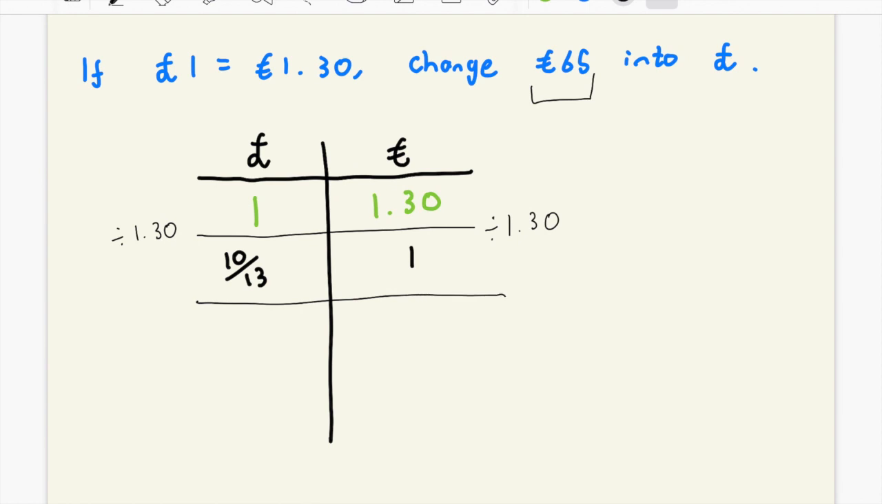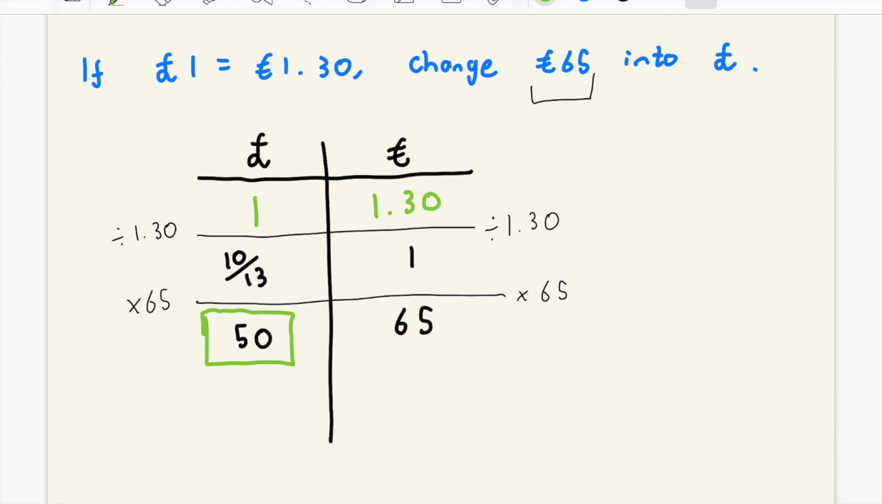Now we have our 1 on the euro side, so we can also fill in our amount, which is 65. And in order to get from 1 to 65, we multiply by 65. And again, what we do on one side, we have to do on the other. So we multiply 65 by 10/13, which will give us £50, which is our final answer. €65 in this question is equivalent to £50 sterling.